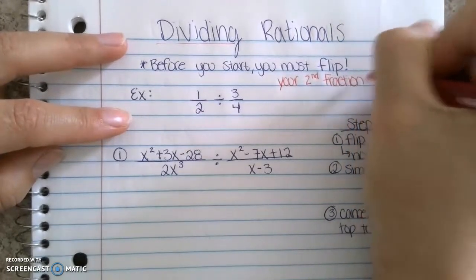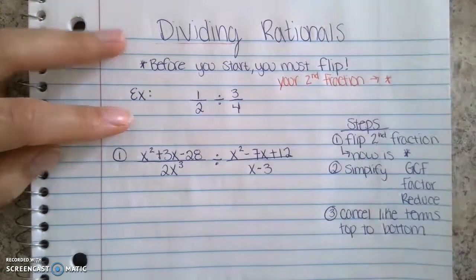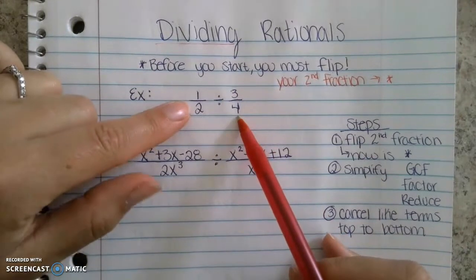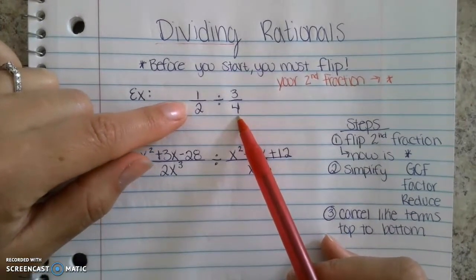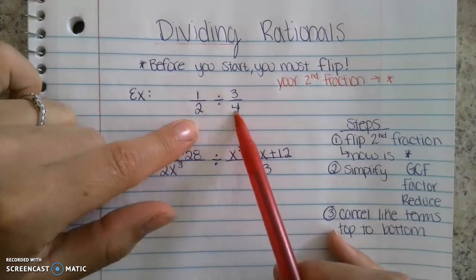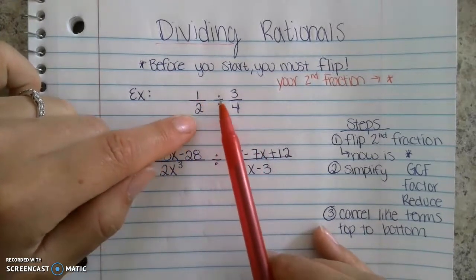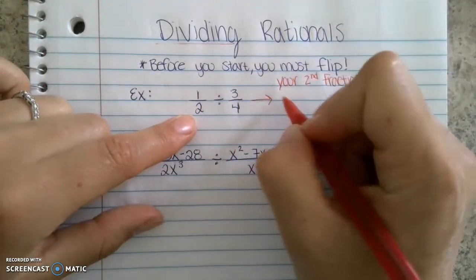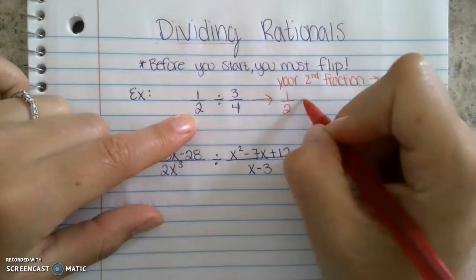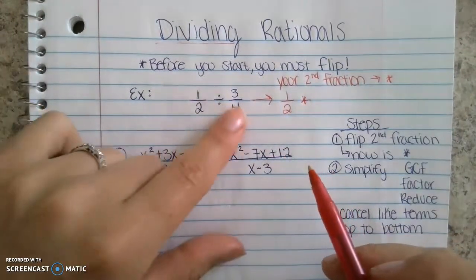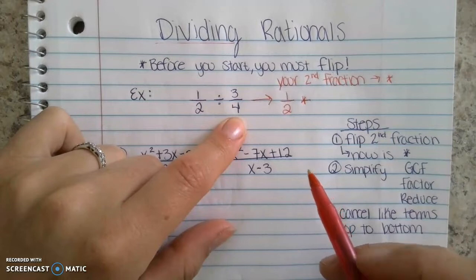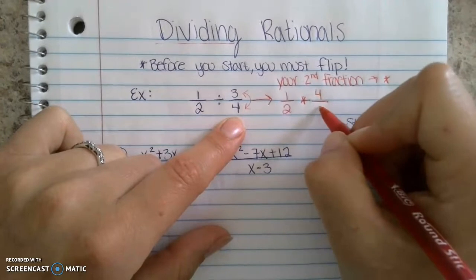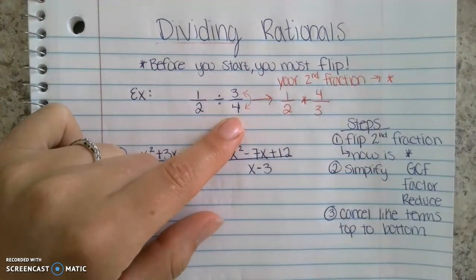What that does is change it to multiplication, which is what we just did in our last video. I have an example here. You learned this probably way back in middle school, maybe even elementary school. If I want to do 1/2 divided by 3/4, I would do 1/2, change this to multiplication, but flip the second fraction, top to bottom. So now I'm going to multiply by 4/3.